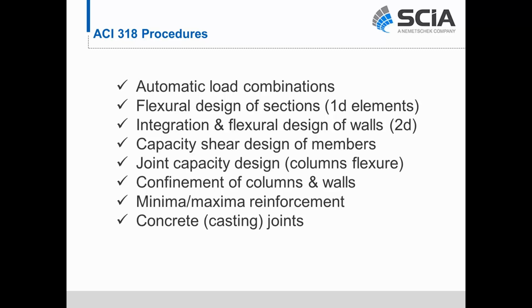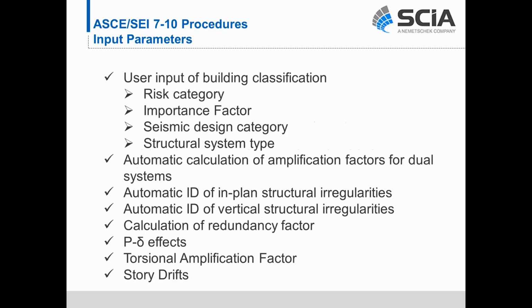Also, what about seismicity? We have all the provisions of ACI318, and the user inputs a lot of the requirements of the code, like the risk category of the area, the importance factor of the building, the seismic design category, the structural system type, and then the rest are done automatically.